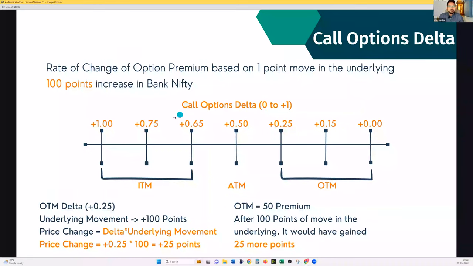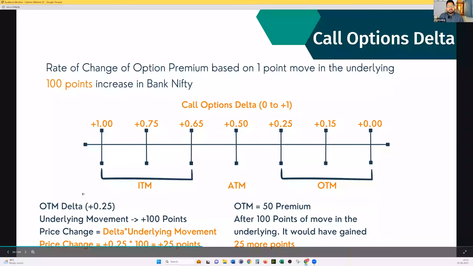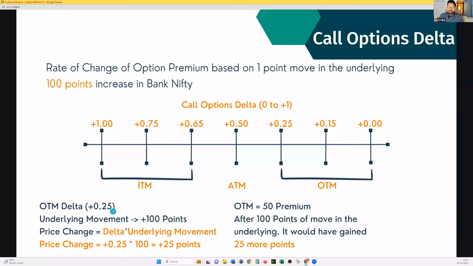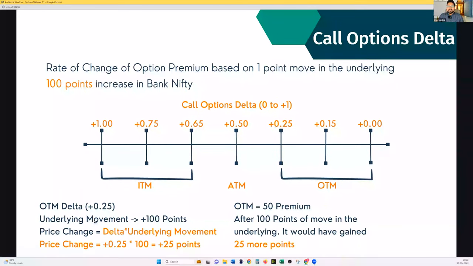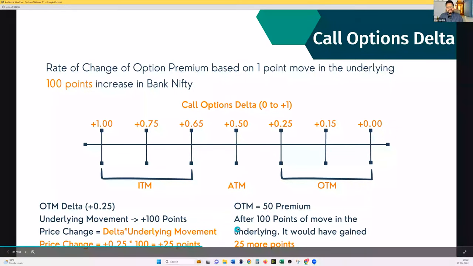Okay, so now let me take another example. An OTM will have a delta value of 0.25. On the same aspect, I have bought one ATM, which has moved 50 points for the 100 points of move. But for the OTM with a delta of 0.25, how much would the price have changed? It's going to be the delta value into the 100 points. So delta value is 0.25 and 100 points of move is going to be 25 points. So the 50 rupees of premium for this 100 points of move will increase by 25 points.